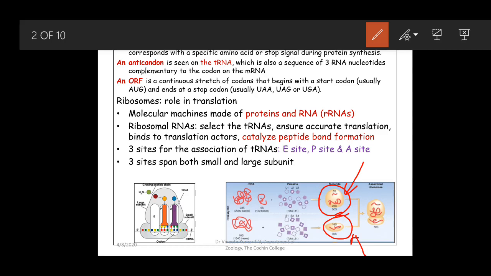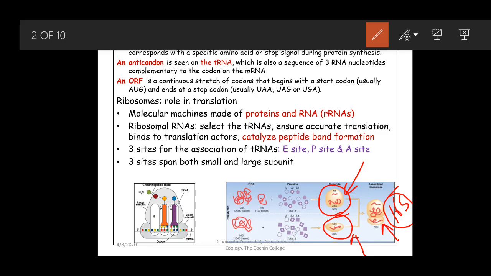So keep in mind this particular one, the 16S rRNA, which we are going to see later, as it has an important function in initiation. 16S rRNA is a ribosomal RNA. So there are three ribosomal RNAs inside a prokaryotic ribosome.